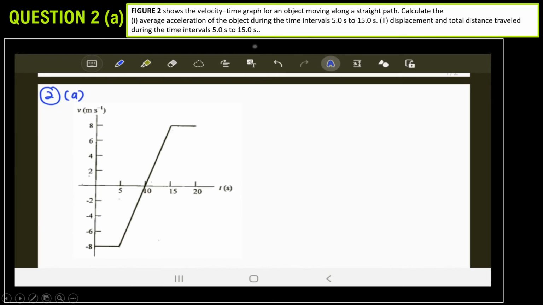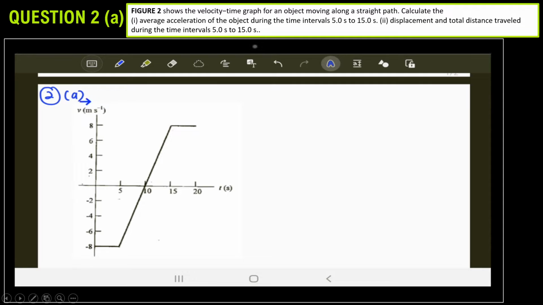Okay, question 2a, we have a V-T graph here, and the question asks us to calculate the average acceleration of the object during the time interval 5 seconds to 15 seconds. So that means we want to calculate the average acceleration from 5 seconds to 15 seconds.